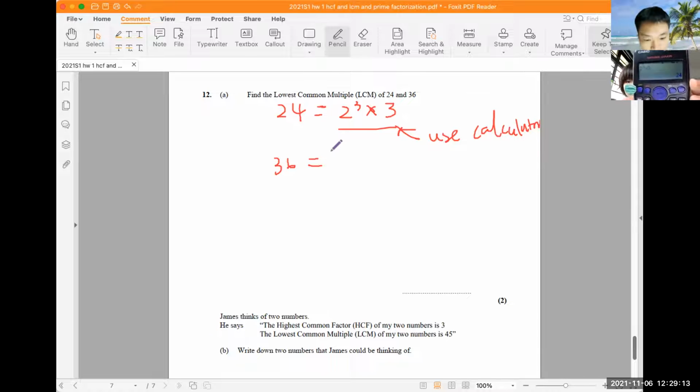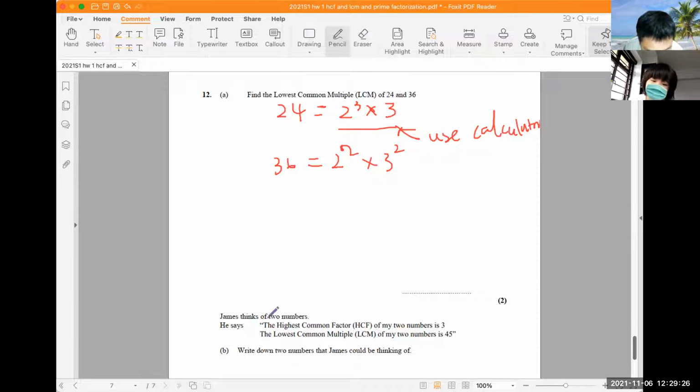Good. So this will be 6 times 6, so it will be 2 to the power 2, then times 3 to the power 2. Let me double check. Okay, good. So with this, over here it says James thinks of two numbers. The highest common factor of my two numbers is 3. So what does this mean? How do you find HCF? HCF must be shared, and then lowest power.